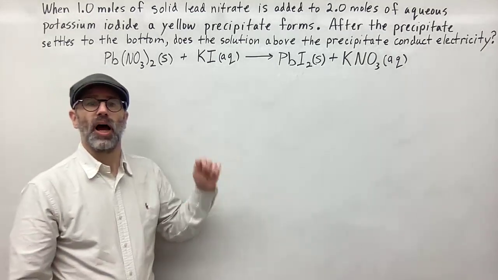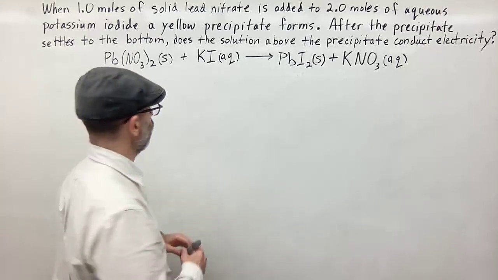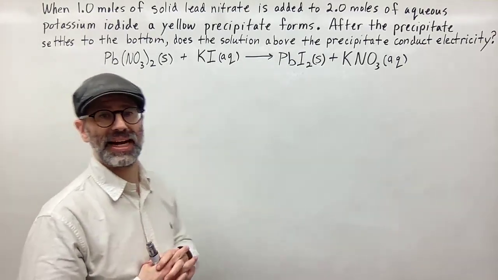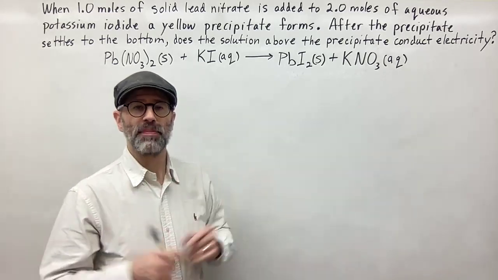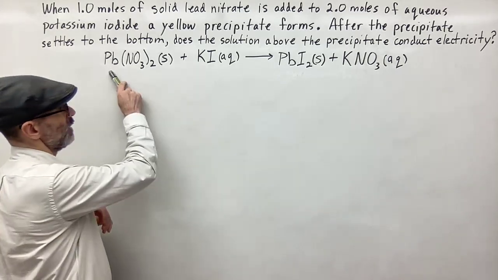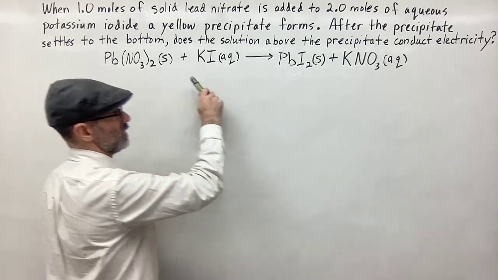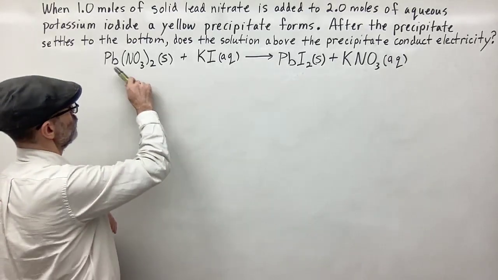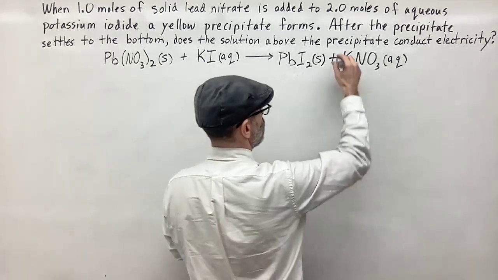Okay, next, let's write out the complete ionic equation. Anything that is liquid or solid stays together in your complete ionic equation. Anything that is aqueous is split apart. But before we do that, we need to balance the equation. So we have 1 lead here, 1 lead there, that's balanced. We have 1 potassium, that's balanced. We have 2 nitrates. We only have 1 nitrate here, so we'll have to put a 2 here.